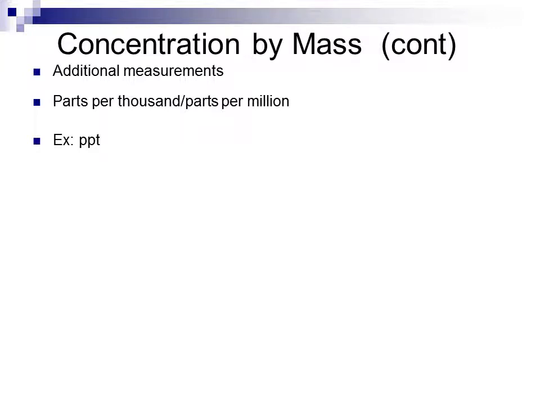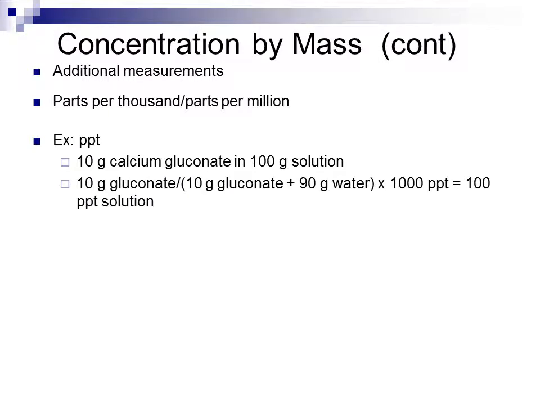as units of measurement. If I had that previous example of the calcium gluconate solution dissolved in 100 grams of solution, if I express this as a parts per thousand or ppt solution, instead of multiplying by 100%, I multiply by 1000 ppt. So I take my 10 grams divided by the 100 grams of solution and multiply by 1000 ppt, which yields a 100 ppt solution.